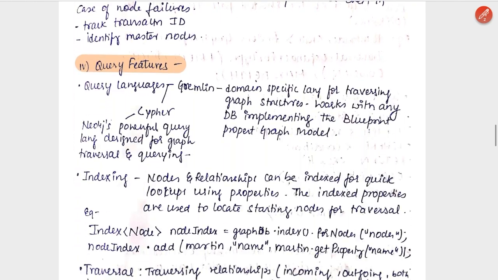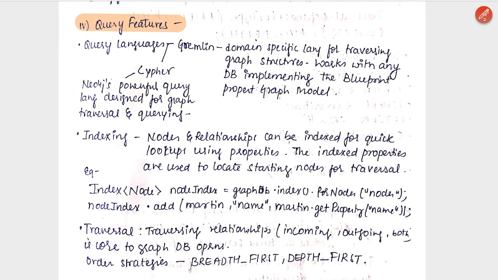That was about availability. Next we'll look into query features. Under query features we have Gremlin. Gremlin is a domain specific language for traversing graph structures.